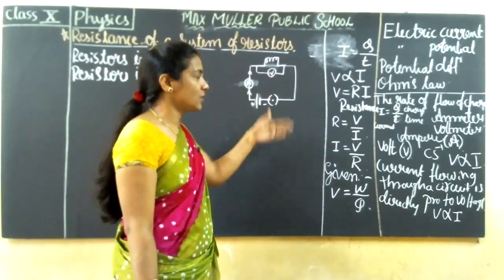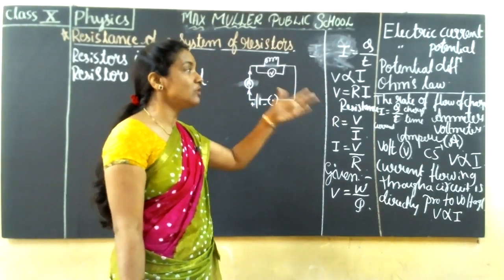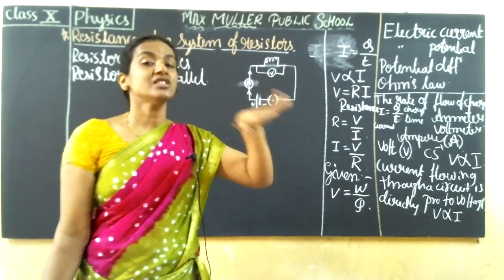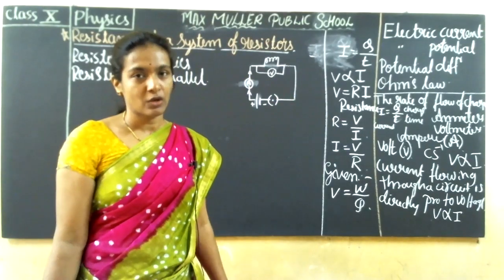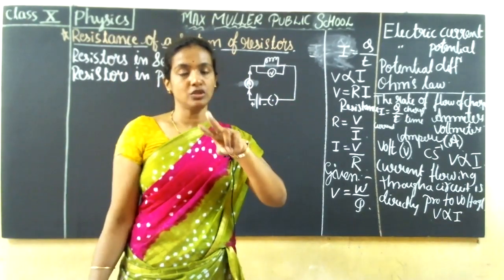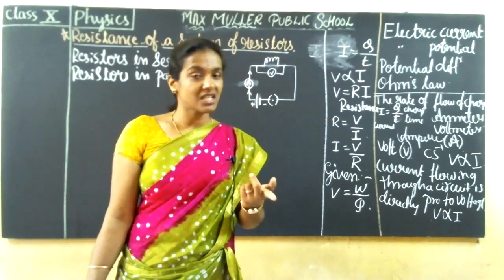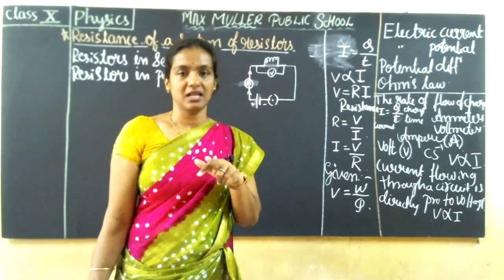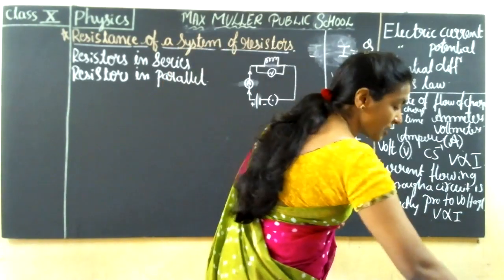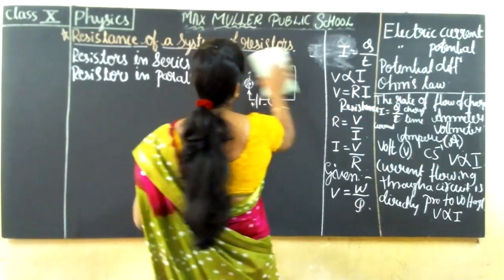So after that, when we come to Ohm's law, now you are going to introduce resistors in a circuit. There are two methods of introducing them in a circuit. One is a series connection, another one is a parallel connection.